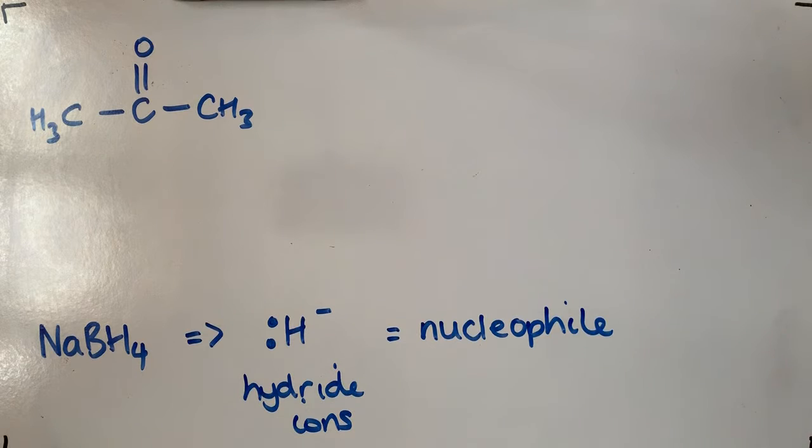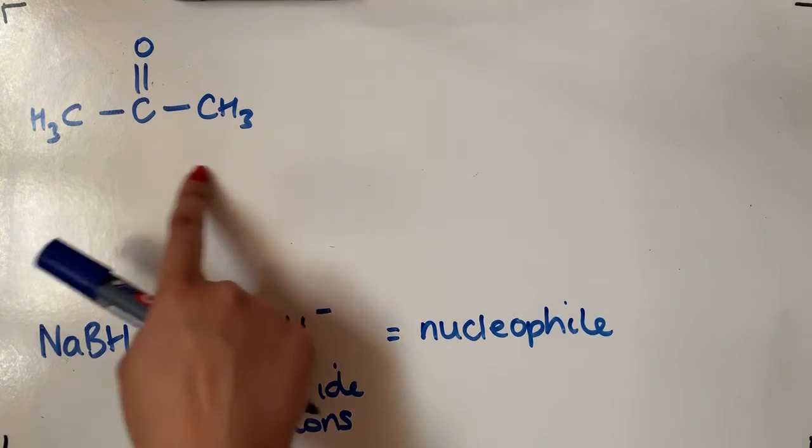And if you remember, a nucleophile is an electron pair donor. It has an electron pair. It's ready to donate that in a reaction. A nucleophile is usually going to attack something that is electron deficient, so it's usually going to have a positive charge or a delta positive.